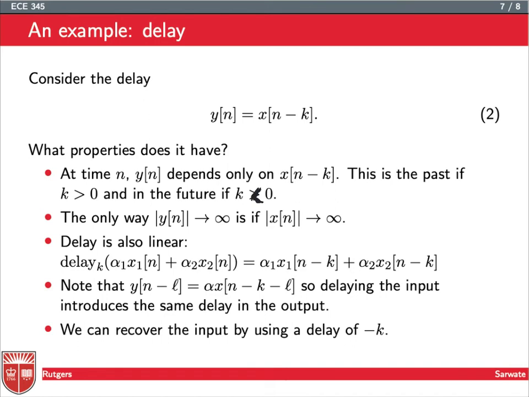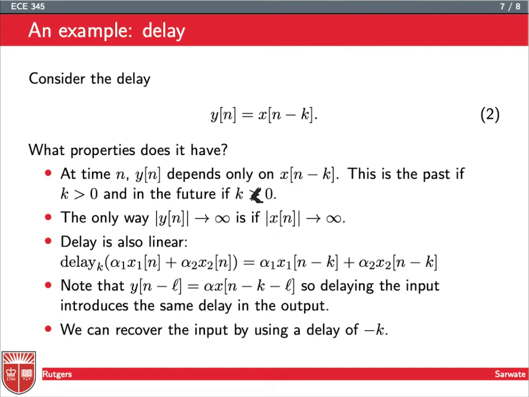Let's look at a simple delay in discrete time. So delay by k: y of n is equal to x of n minus k. So at time n, y of n only depends on x of n minus k. If k is positive, then this is some past value of x, so the system is causal. Or if k equals 0, it's the current value of x, so it's still causal. But if k is negative, then this is some future value of x, so this system would be anti-causal.